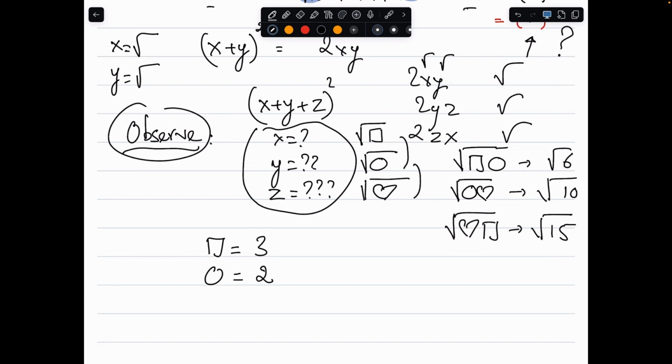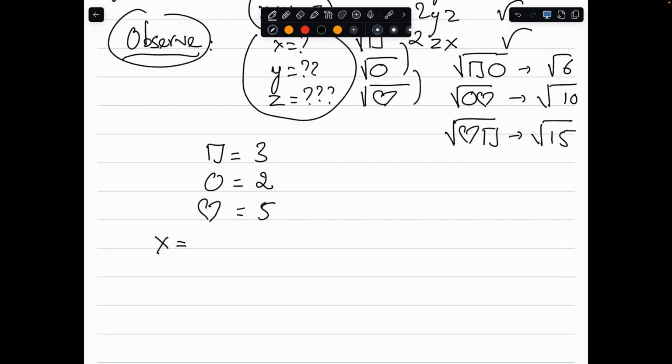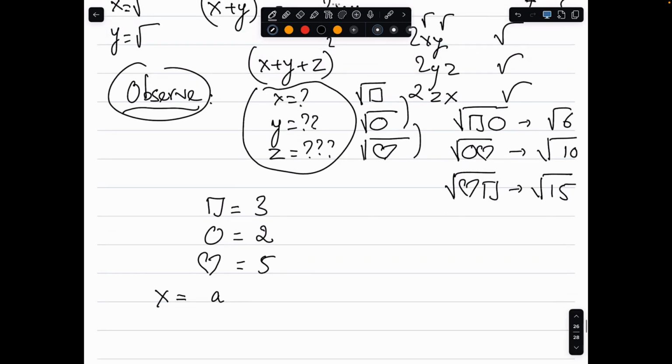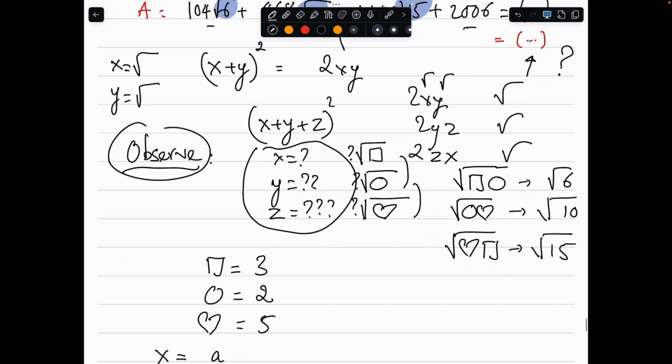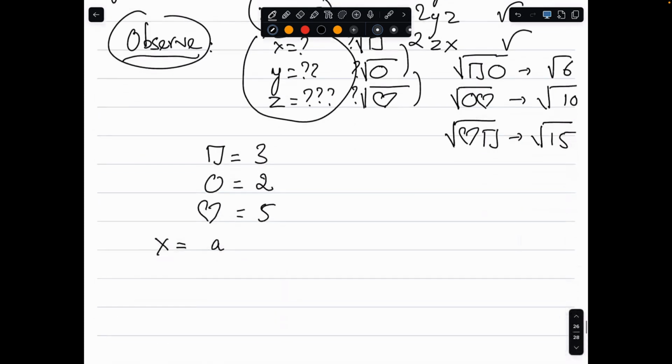So the only option is 3, 2, and 5: the first is 3, the second is 2, and then the third is 5. Then you have 6, 10, and 15. Now s is something, before the square root you have some coefficient, right? Because it cannot be only the square root, because then you would only have 2 square root of 6, 2 square root of 10, but here you have 4, 6, 1 and 4, so it has to be something before that. So s is a square root of 3, y is b square root of 2, and z is c square root of 5.